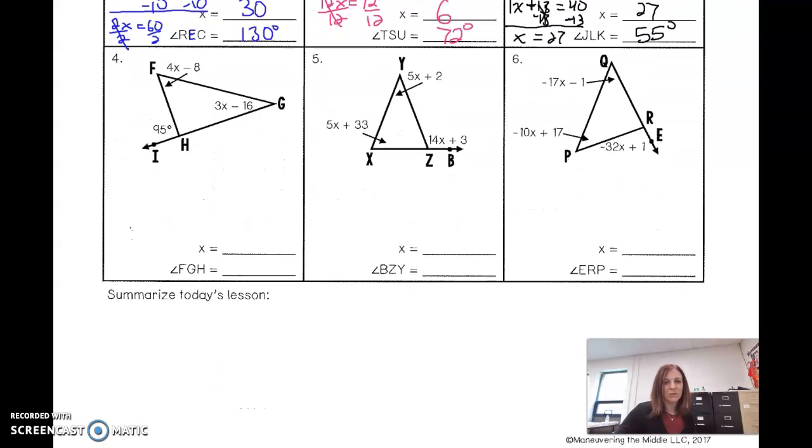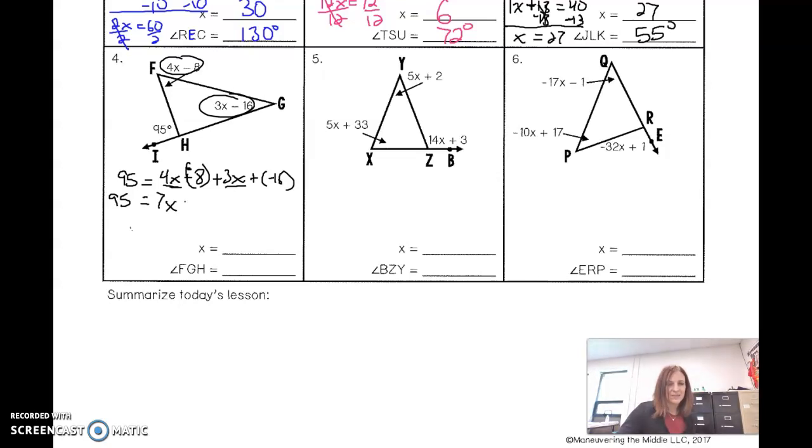All right, so over here, my exterior angle of 95 is going to equal my 2 remote interior angles. The sum of those, 4x minus 8, I'm going to say plus a negative 8, plus, instead of saying 3x minus 16, I'm going to say 3x plus a negative 16. Okay, this means 95 equals, if I combine my x terms, 4x's plus 3x's is 7x's, negative 8 plus negative 16 is a negative 24.